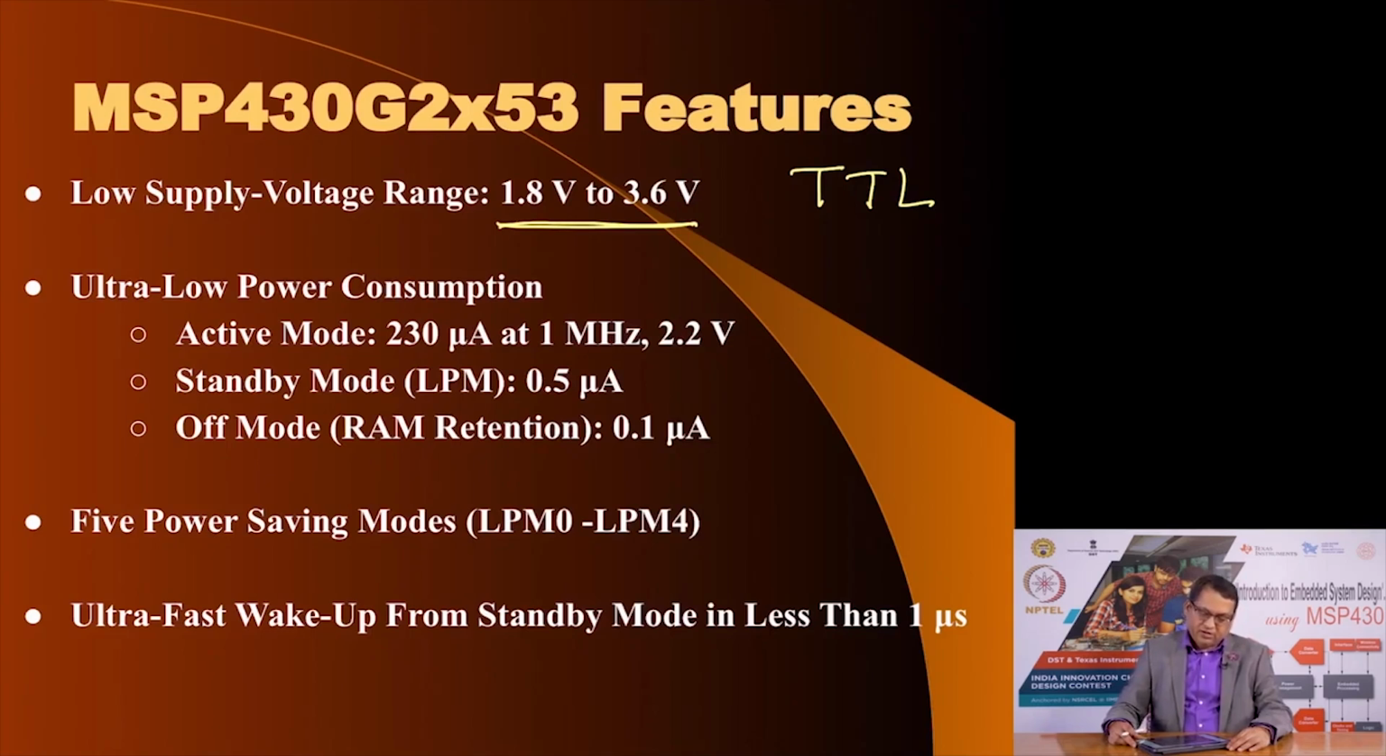The low power consumption numbers are mentioned here in the next part. In the active mode, it only consumes 0.23 milliamperes, 230 microamperes of current, and that happens when you operate it at a 1 megahertz clock and the supply voltage is 2.2 volts.